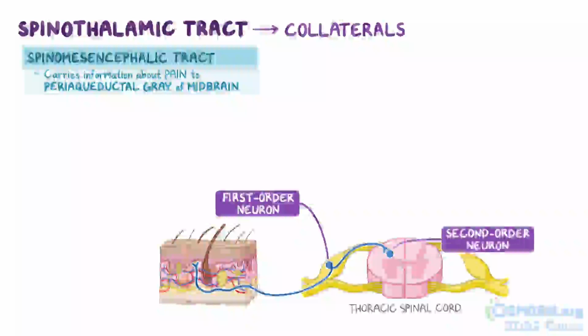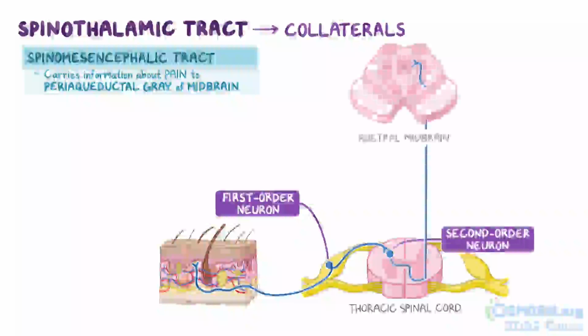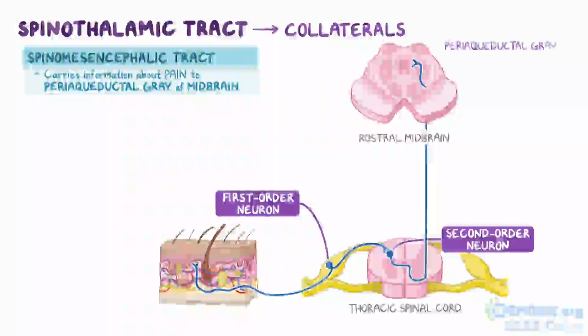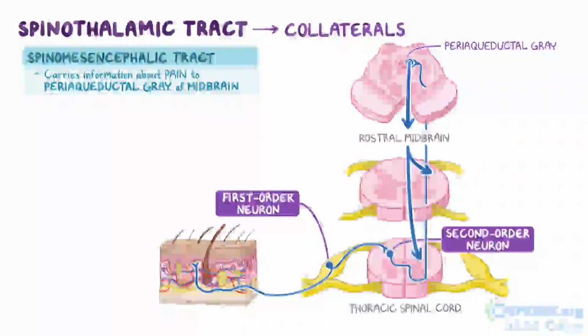Axons of the second-order neurons of this tract then decussate and ascend in the anterolateral white column, terminating by synapsing with neurons in the periaqueductal gray. The periaqueductal gray then initiates a cascade of synapses that terminates back on neurons within the spinal cord. This tract and system is important in helping to inhibit or control painful sensations.